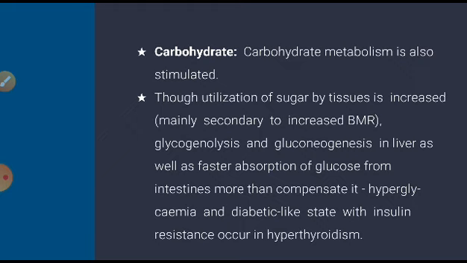Hyperglycemia will be the result then, because when you have the glycogenolysis, more glycogen will be broken down, so more glucose will form, and gluconeogenesis is also happening. So ultimately, what will be the result? Hyperglycemia, and then a diabetes-like state with insulin resistance occurs in hyperthyroidism. So hyperthyroidism brings the diabetic-like state.